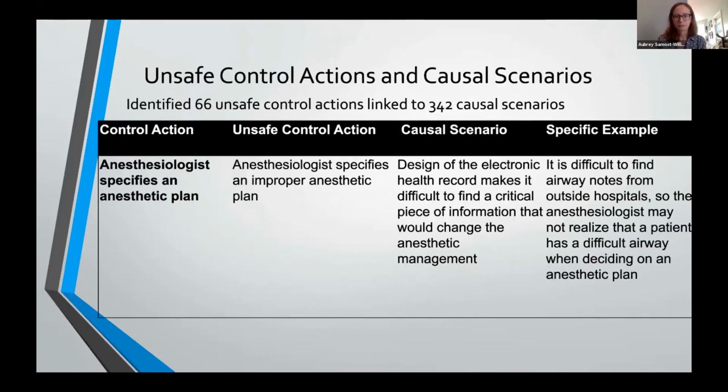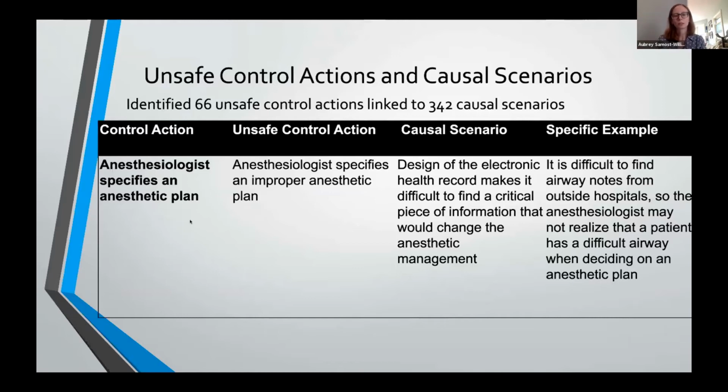When we went through and identified unsafe control actions and causal scenarios, we managed to find 66 unsafe control actions that we linked to 342 causal scenarios. So we give a lot of examples in our paper to try to help communicate these ideas to people who didn't have the engineering background, but who were solidly grounded in the medicine of it. So we had a chart like this that specified quite a few different ones.